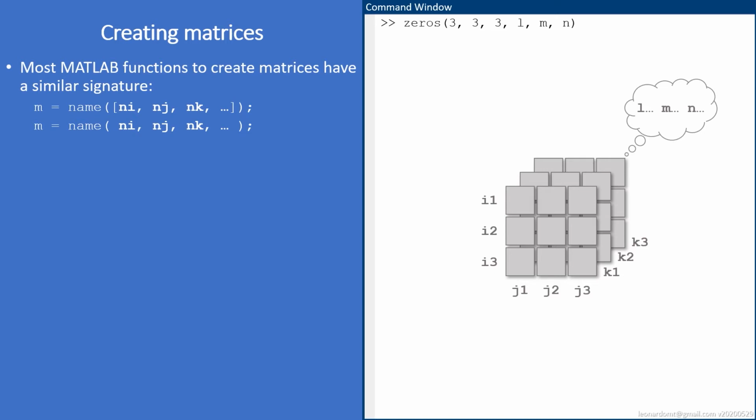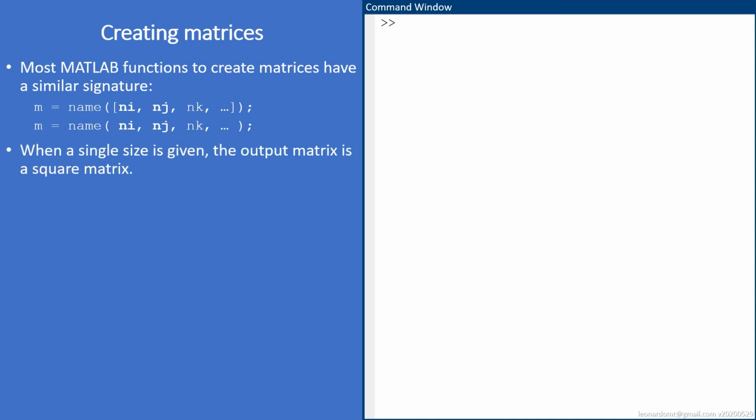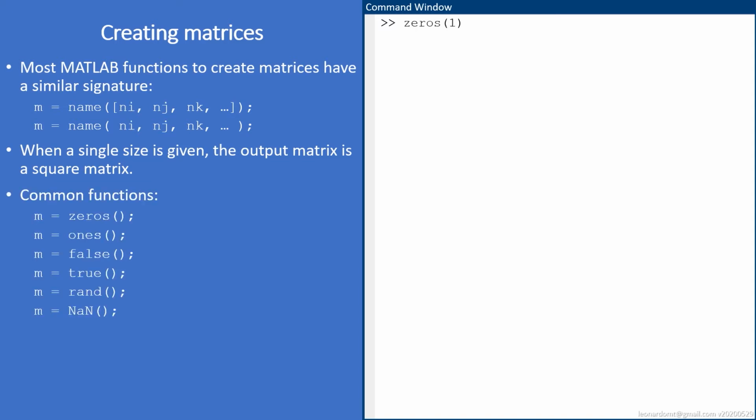Another thing to note with these functions is that MATLAB will return a square matrix when you provide them with only one size. So when creating rows or columns, it is necessary that you write either 1, n or n, 1. Other built-in functions to create matrices are zeros, which we just reviewed, ones, true, rand, and nan.